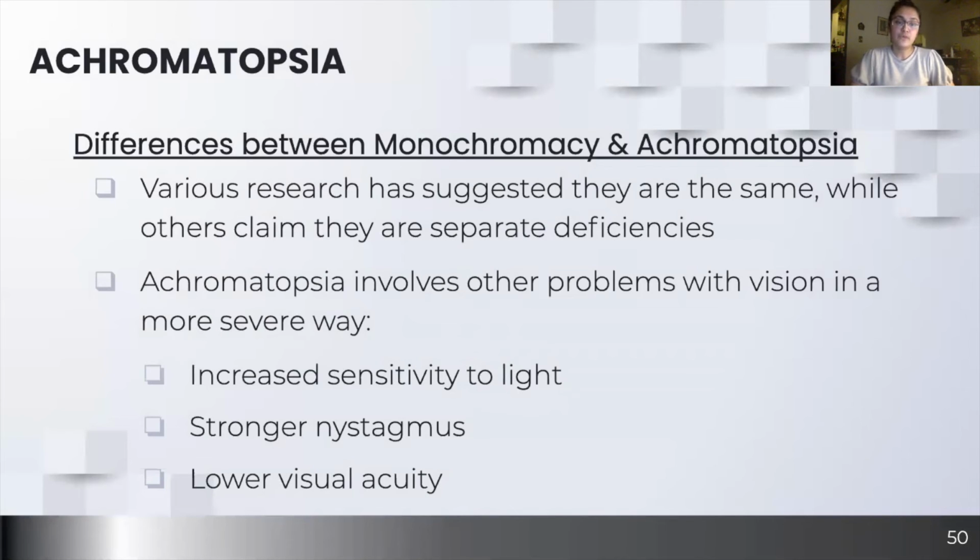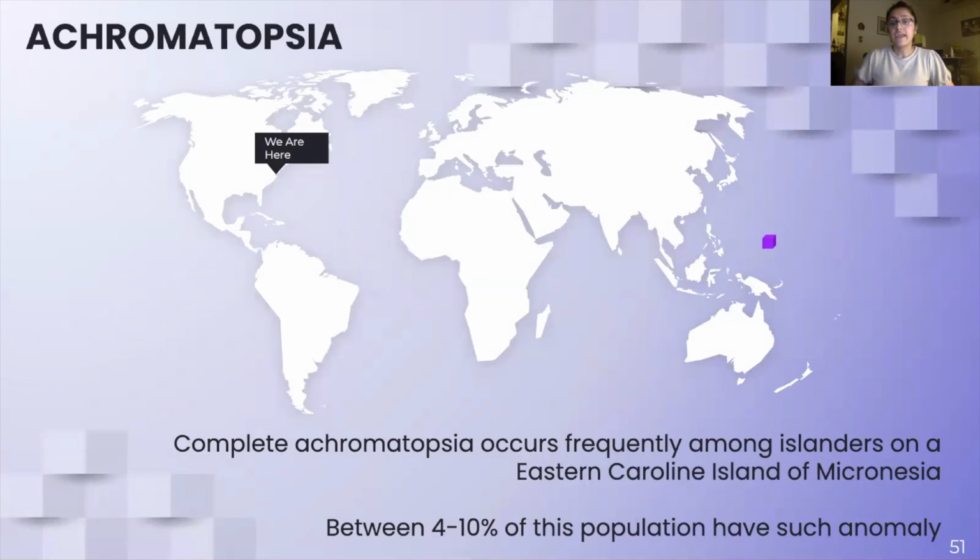The differences between monochromacy and achromatopsia are that achromatopsia involves other problems with vision in a more severe way. It leads to increased sensitivity to light, stronger nystagmus, and lower visual acuity. An area with the highest concentration of complete achromatopsia is Pingelap Island of Micronesia. Between 4 to 10% of this population has such an anomaly, and that's significantly larger considering this is a very rare or uncommon anomaly.